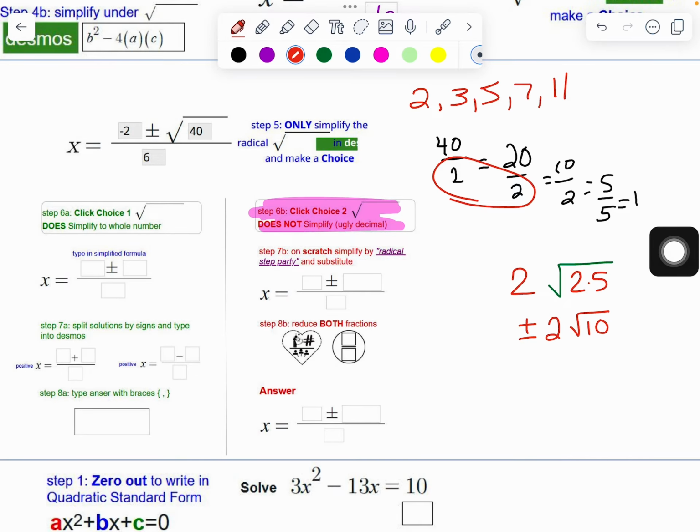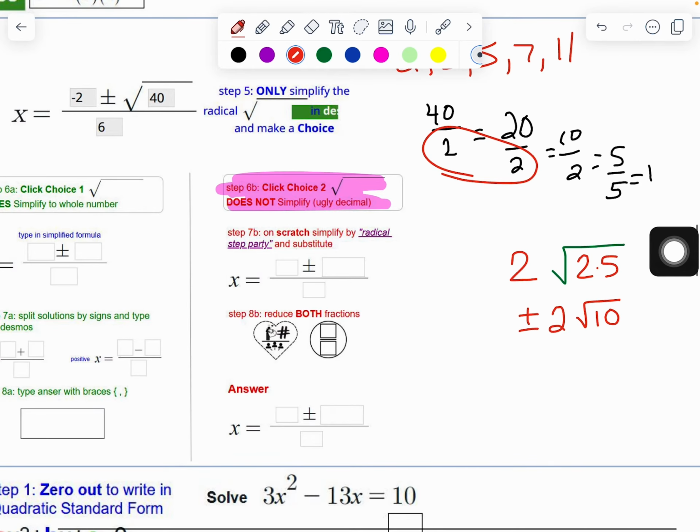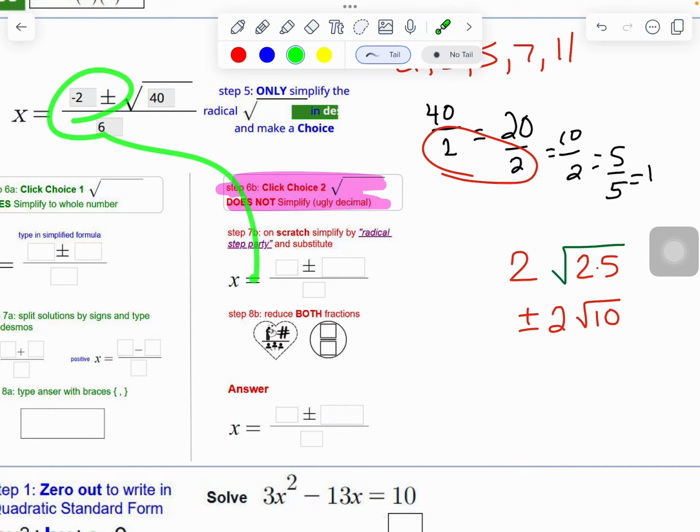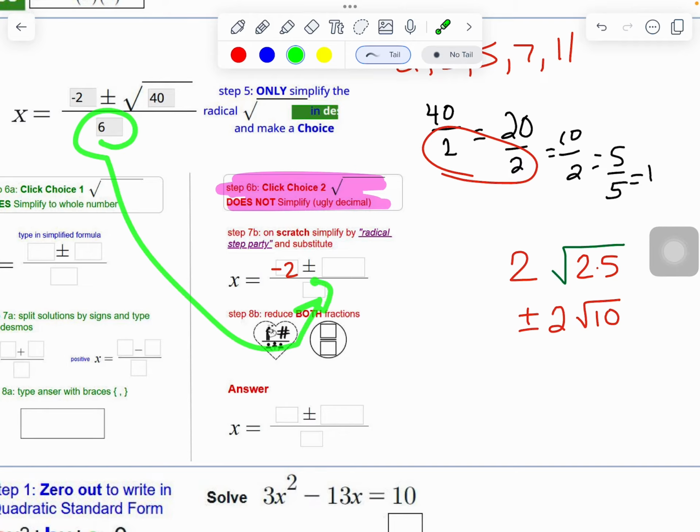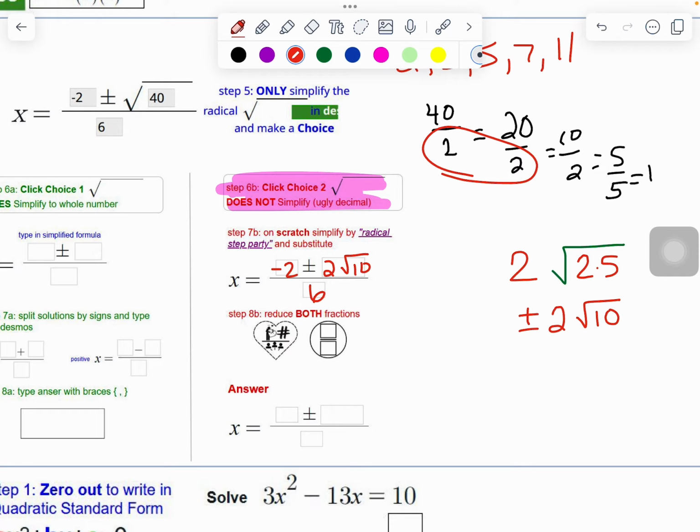All right. So we are going to fill in. We still had this negative 2 here, so we're going to bring it down and write it right here. Negative 2. We still have the 6 that was on the bottom, so we're going to bring that down here and write it right here. But instead of this square root of 40, we're going to write 2 square root of 10. And they already gave the plus or minus to you, so you don't have to write it another one.